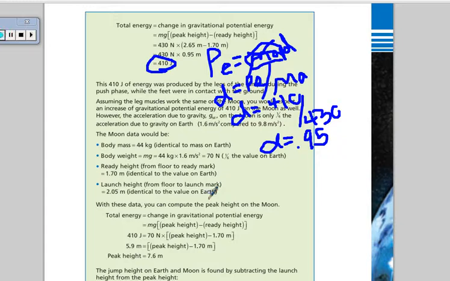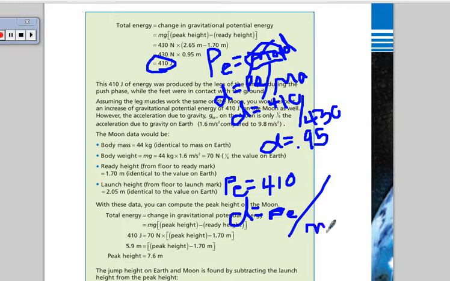And down here, they're pretty much saying the same thing, but now let's say we go to the moon. They're saying your potential energy at the very top is still going to be 410. But to figure out distance, we get the potential energy divided by the mass times acceleration.